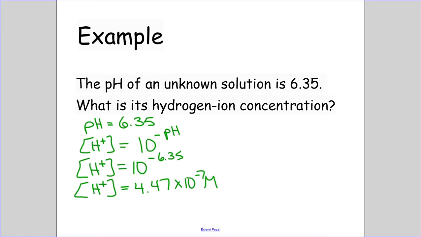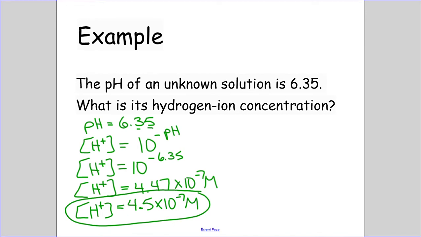And then remember that however many decimal places we had told us how many significant digits there were in our ion concentration. So there are 2 decimal places in our pH scale, so our H plus is going to have 2 digits for an answer: 4.5 times 10 to the negative 7 for molarity.